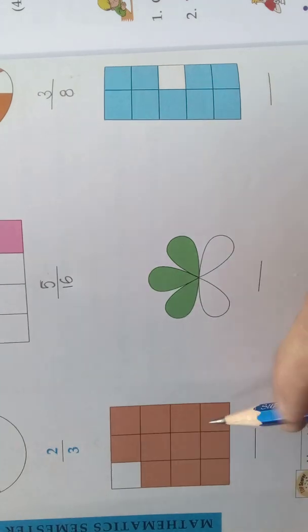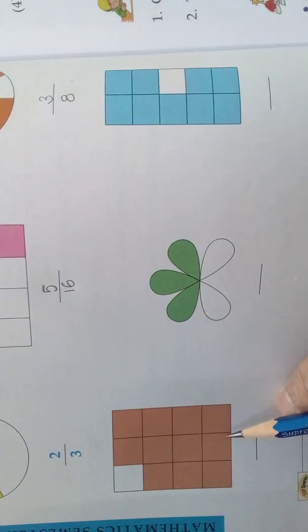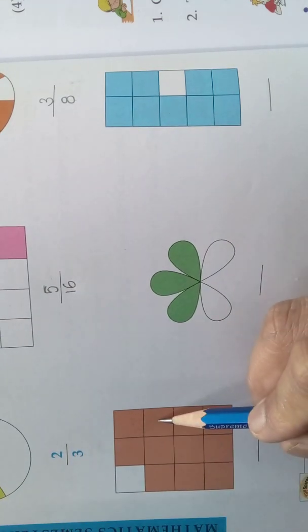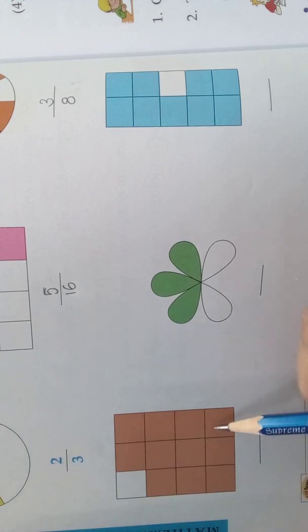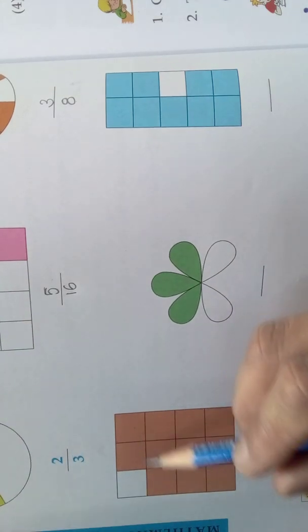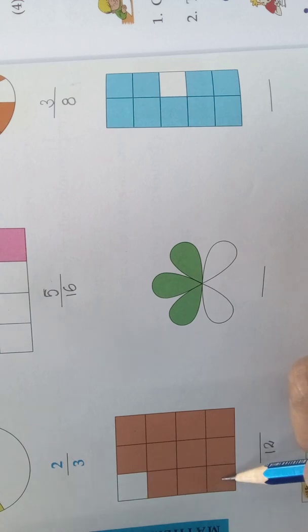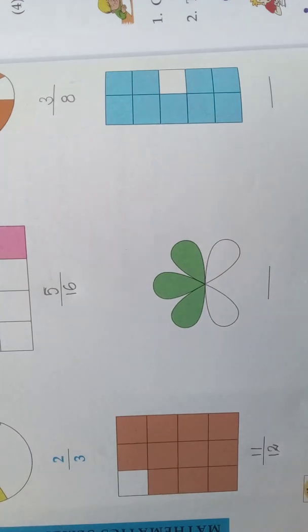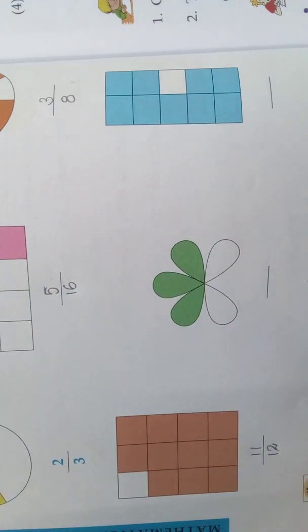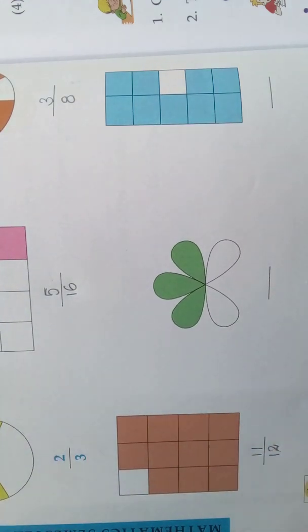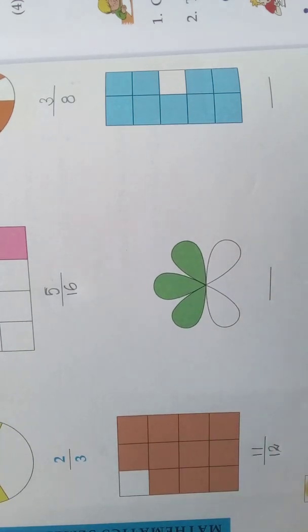Sorry, next picture. Look here children, this is the figure. How many equal parts are there? 1, 2, 3, 4, 5, 6, 7, 8, 9, 10, 11, 12. So 12 equal parts are there. In this, how many parts are colored? 1, 2, 3, 4, 5, 6, 7, 8, 9, 10, 11. 11 parts are colored. So 11 upon 12 is the fraction for the colored portion. Understood children? That you should keep in mind.